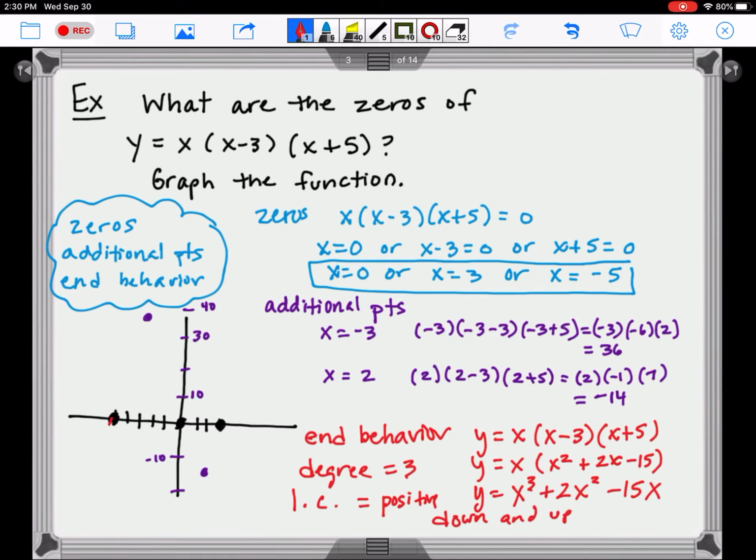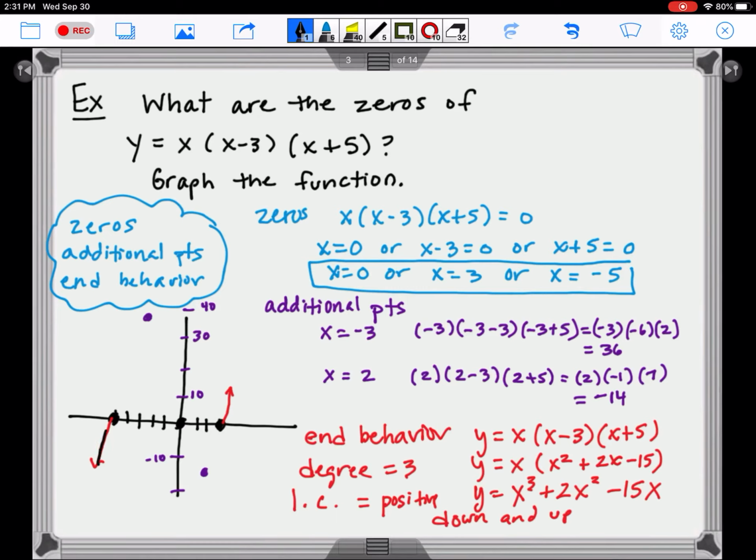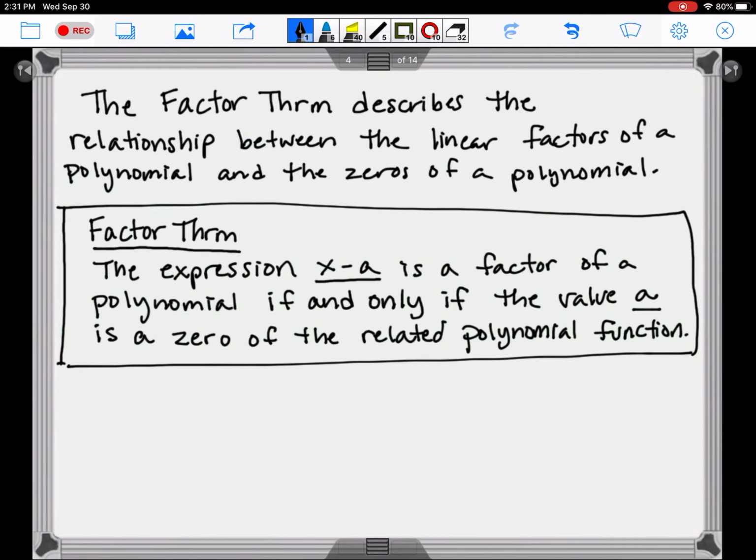So that means over here to the left, the graph's going to go down, and over here to the right, the graph's going to go up. Okay? That's the end behavior. I can go ahead and graph what we have. We've got this going up, going down, and going back up, following that end behavior. So that is a graph of the function y equals x times the quantity x minus 3 times the quantity x plus 5. Okay. And that's using the zeros, some additional points that are in between, and the end behavior of that polynomial. Let's talk a little bit about the factor theorem.